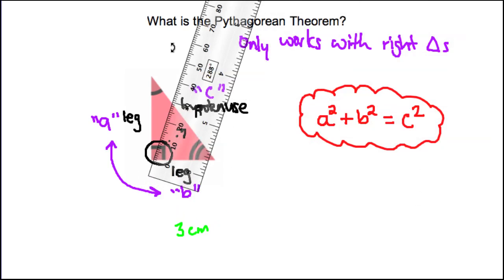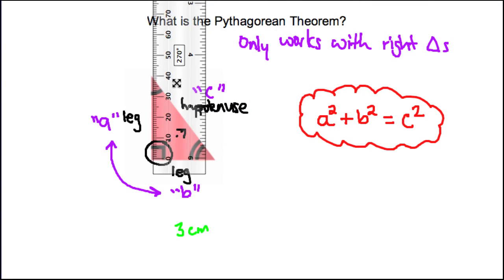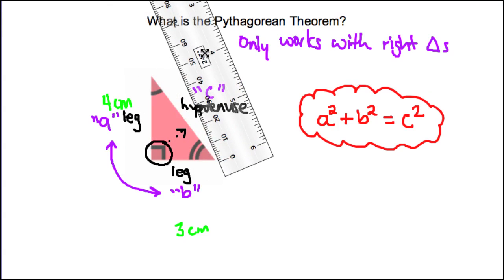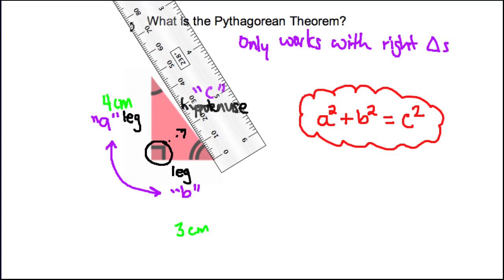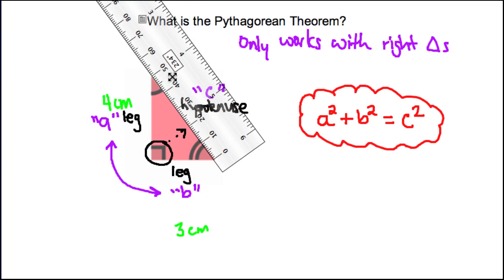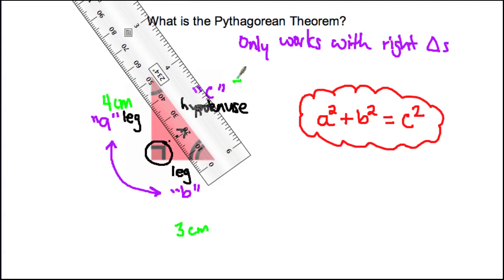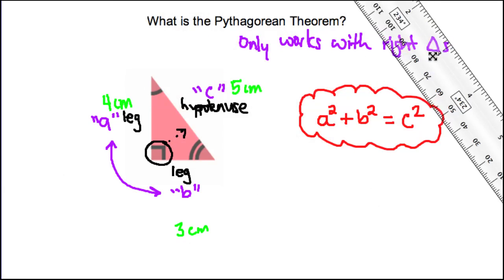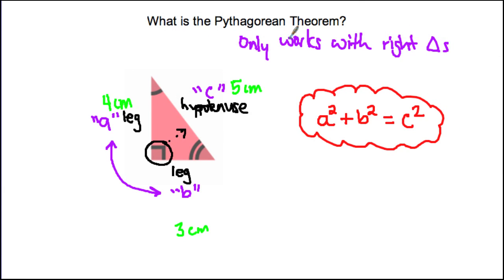I'm going to quickly rotate this to get the other leg, and I see that the other leg is 40 millimeters, or 4 centimeters. Then I'm going to measure the final side, the hypotenuse, which in this case is 50 millimeters, or 5 centimeters. So what I have now are the lengths of the three sides of my triangle, and I'm going to confirm that this is a right-angled triangle by using the Pythagorean theorem.